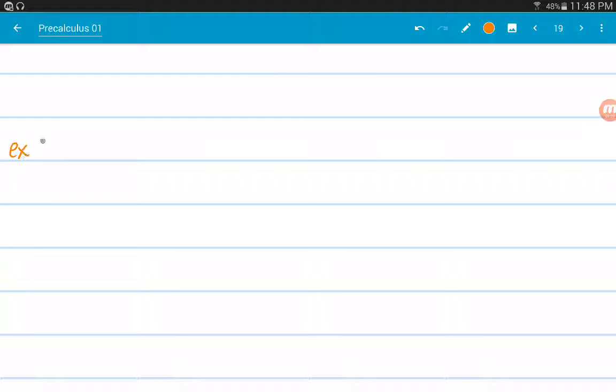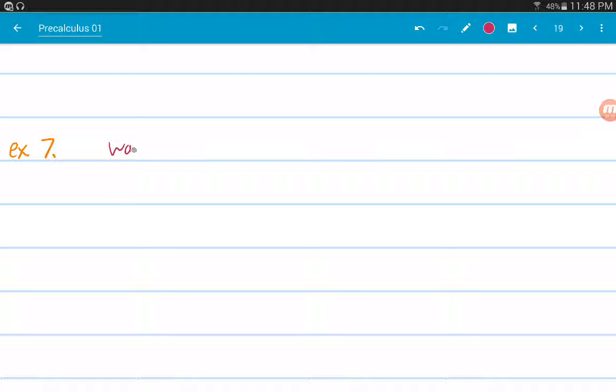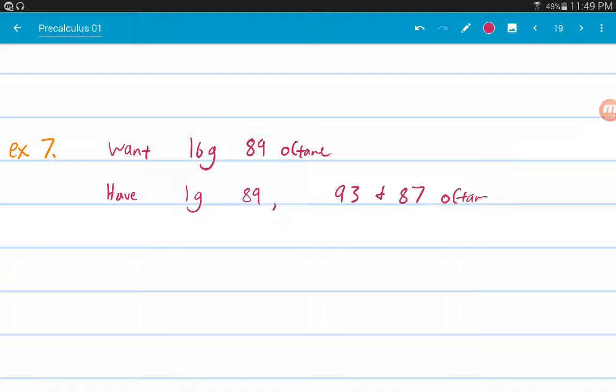So this is example 7, if I remember correctly. So what are the things that we have? We want 16 gallons of 89 octane. We have 1 gallon of 89 and a 16-gallon tank. We have 93 and 87. Those are what's available to us, 93 and 87.